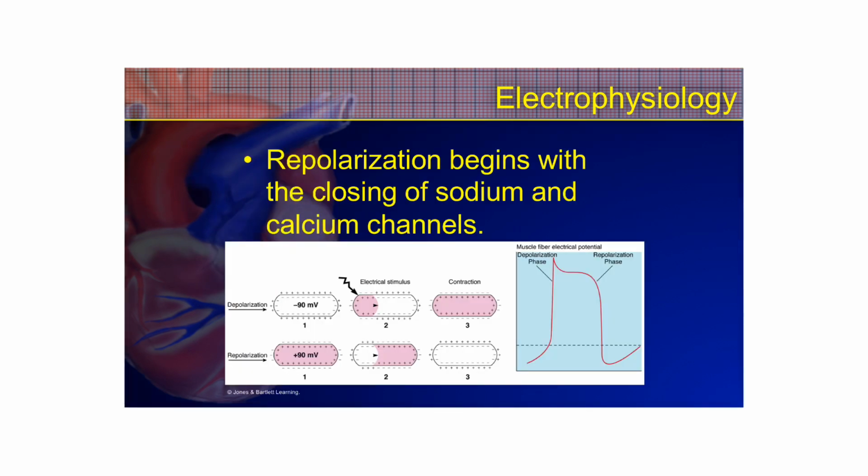After depolarization, you have to have repolarization, or it can't occur again. Repolarization begins with the closing of the sodium and the calcium channels to stop the inflow of these ions. Potassium channels open to allow the escape of potassium to help restore a negative charge to the inside of the cell. And then sodium ions are pumped out, and potassium ions are pumped back into the cell. Remember that sodium-potassium pump I just mentioned?